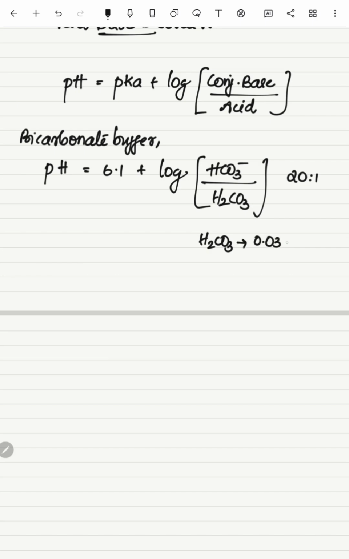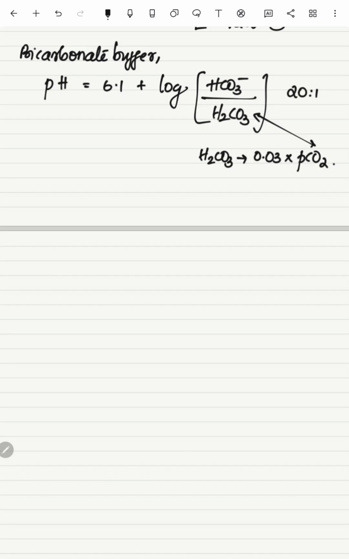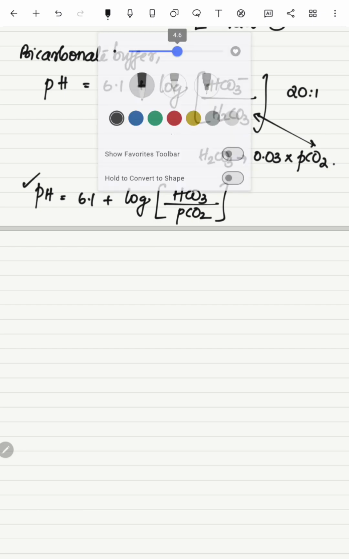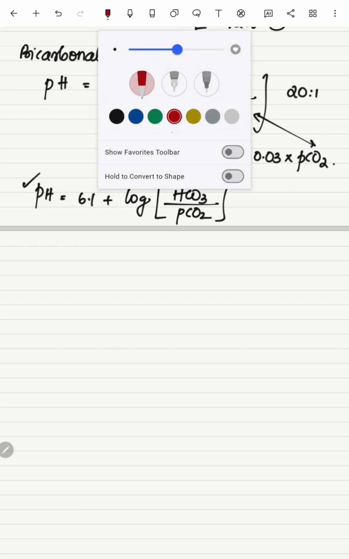So in our body, if we want to know the concentration of carbonic acid, we have to know the PCO2 value. So H2CO3 equals 0.033 times PCO2. I am changing the equation so it will be easy for practical purposes: pH equals 6.1 plus logarithm of HCO3 by PCO2. So that means PCO2 is directly proportional to H2CO3 concentration.